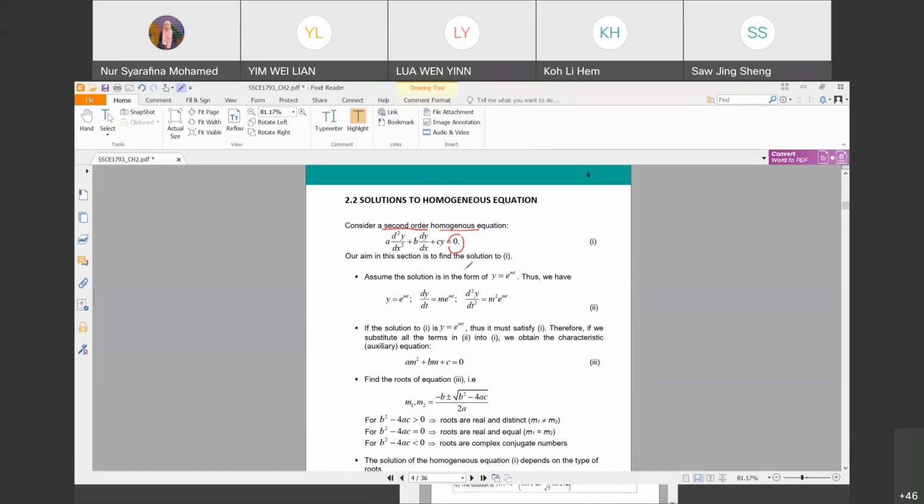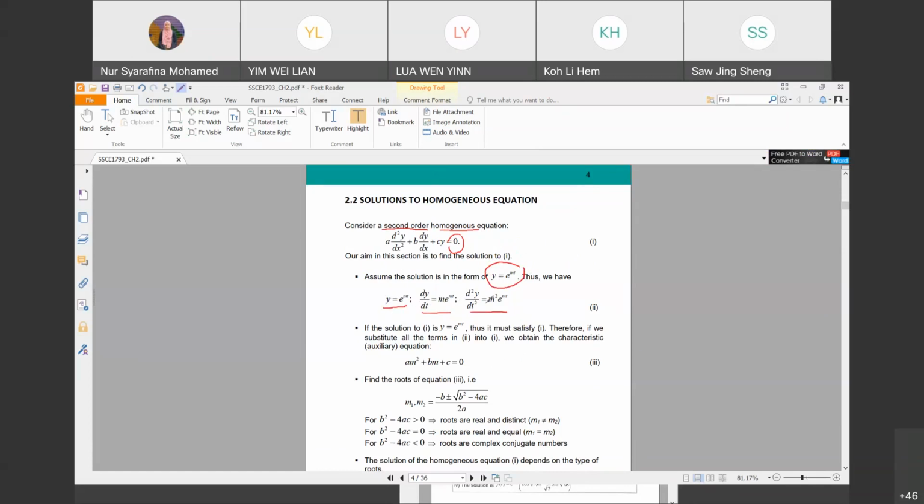Assume the solution is in the form y equals e to the power of mt. Then, if y equals e^(mt), dy/dt is m e^(mt), and d squared y/dt squared is m squared e^(mt). So this is just our assumption.